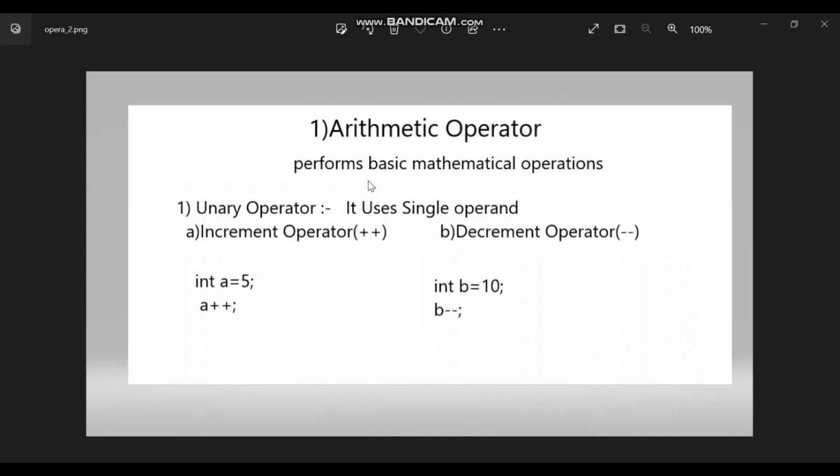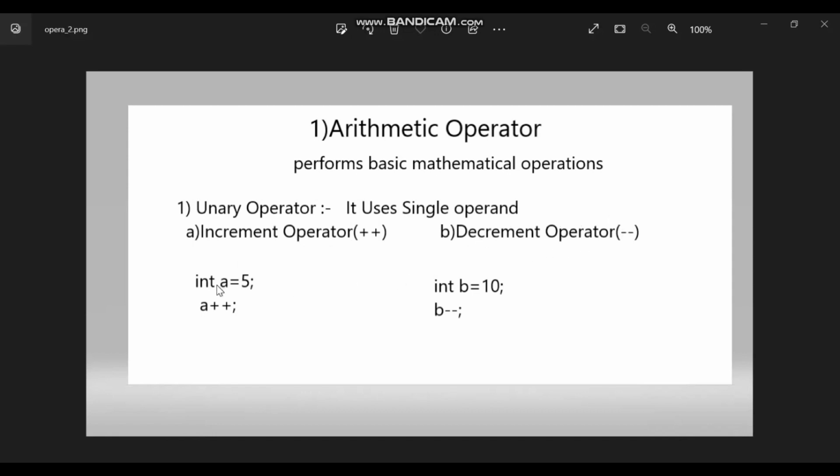Arithmetic operator means it performs basic mathematical operations. In the arithmetic operator we have two types, unary operator and binary operator. Unary operator means it uses a single operand. Here we have two operators, increment operator and decrement operator. Increment operator increases the value of the variable by 1. Decrement operator decreases the value by 1.